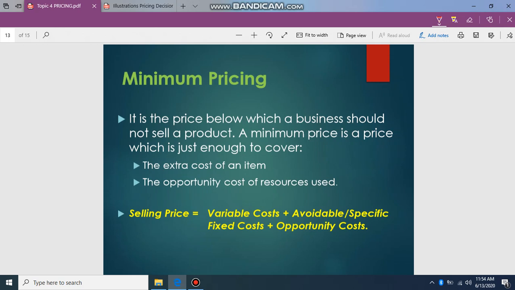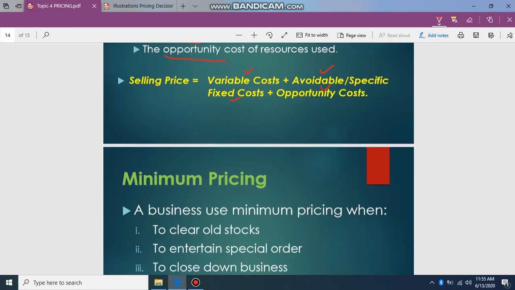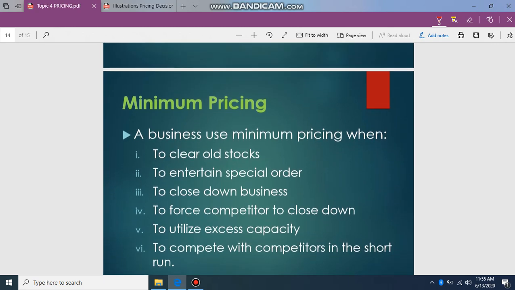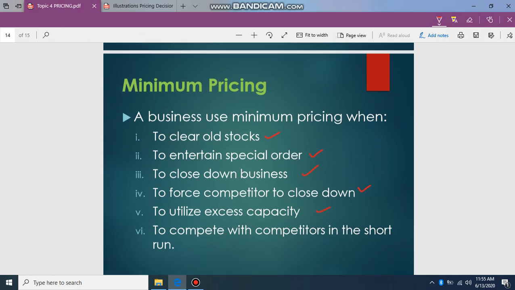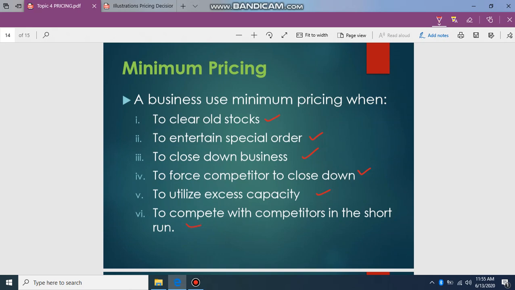The minimum price is a price that is just enough to cover extra cost. What is extra cost? It is the variable cost and also the avoidable or specific fixed cost for that particular product, and also the opportunity cost if you have one. If you set the minimum price, the company does not gain any profit. So why sell at the minimum price? These are the possible reasons: to clear all stocks, to entertain a special order, to close down business, to force a competitor to close down, to utilize excess capacity, and to compete with the competitors in the short run.